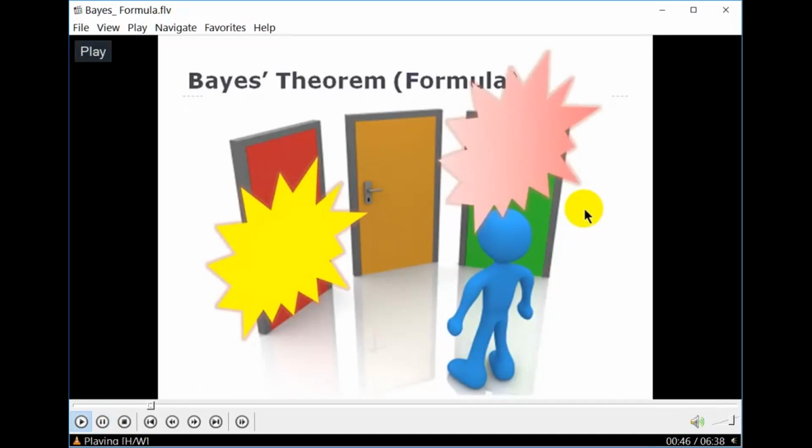This addition of new information rationally should affect his judgment and his probabilities.